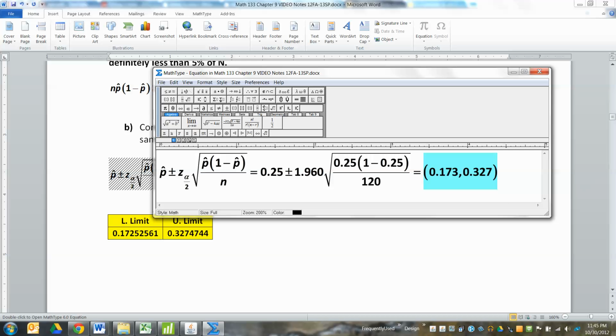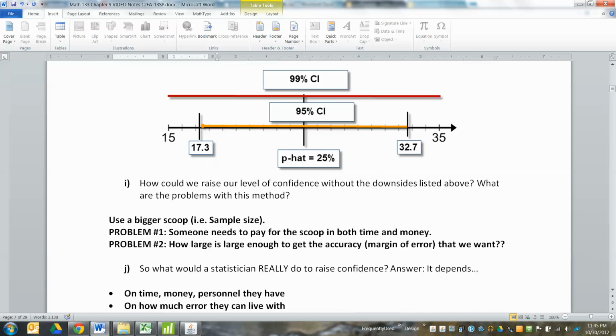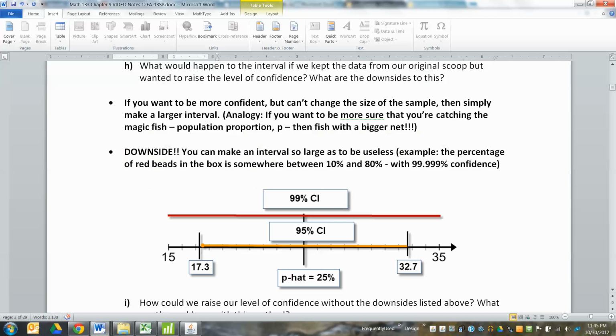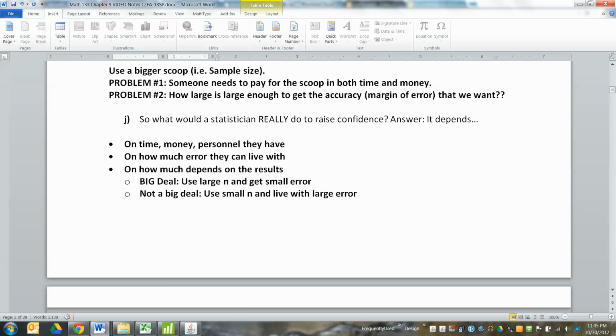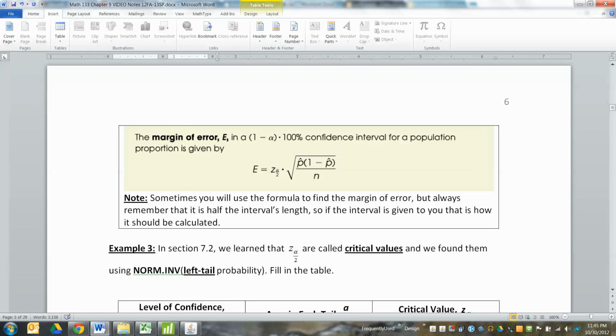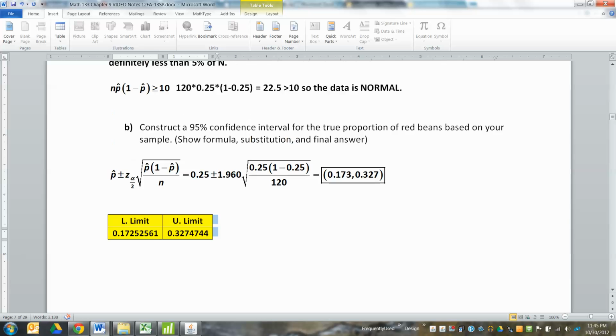Good, because it should, because it's the same interval that we found way back here. I said when we first built this that the confidence interval, right here, was 17.3% to 32.7%. Look at that. Just like we said. Cool. All right, so you've made your first confidence interval. I hope you enjoyed it.